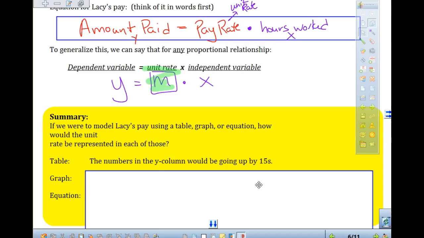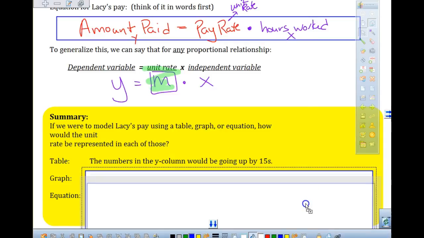It was 15. It was 30. It was 45. So the numbers in the Y column go up by 15. How did we show it on our graph? Look up at your graph up above. How did we show unit rate on our graph? As you went over 1 unit, how far did you go up each time?